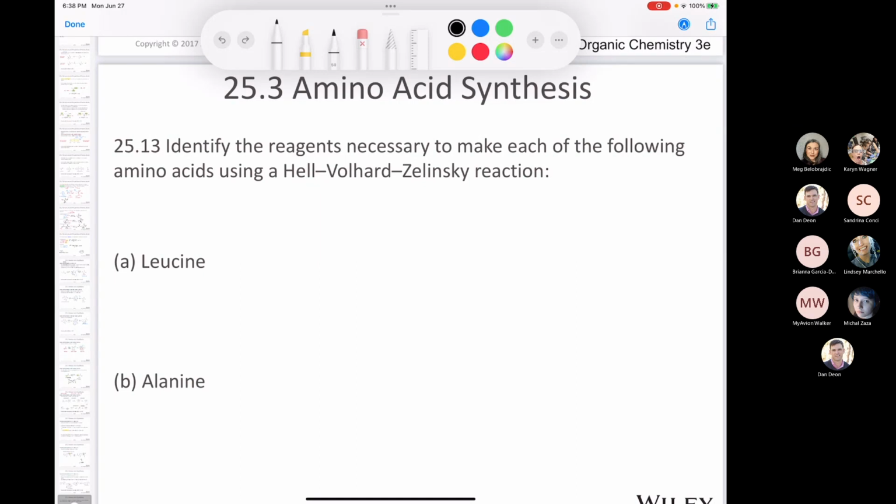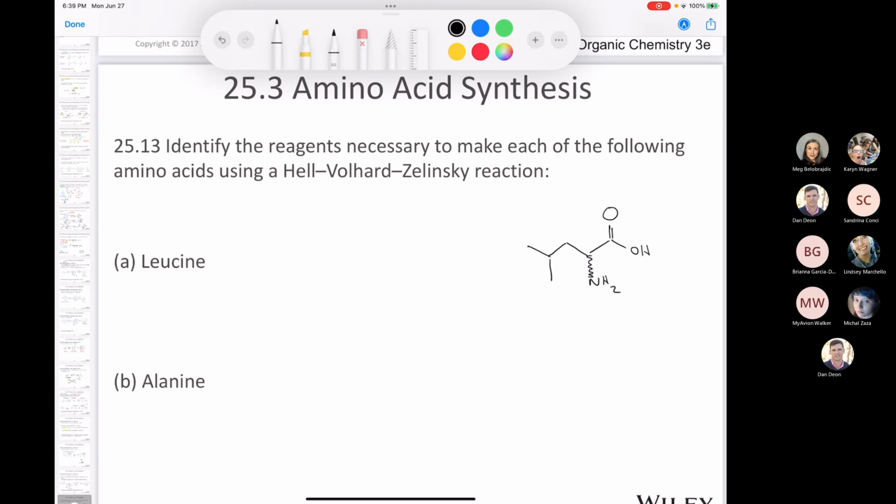Okay, and remember, this is a racemic synthesis. So let's just draw leucine. I'm going to draw it over here because it's our product. We'll just put the amino group down here. Sometimes we like to put a little squiggle bond here, which tells you that you get a mixture of R and S. You can put it there if you want. But a leucine has an isobutyl group on it.